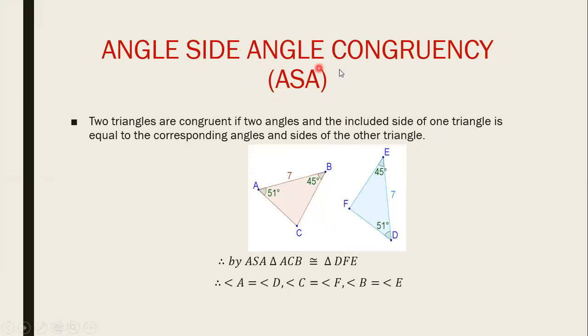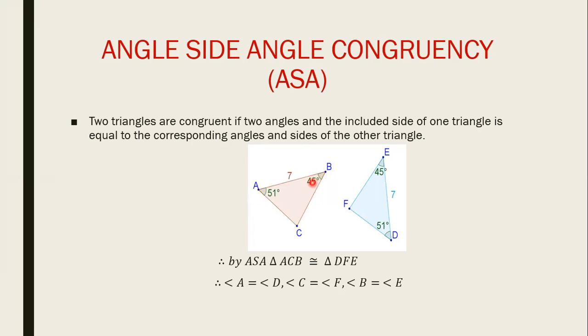Next, angle side angle congruency. Next another rule here, ASA congruency criteria. Two triangles are congruent if two angles and the included side of one triangle are equal to the corresponding angles and side of the other triangle. So here two angles and one side should be equal. ASA means two angles and one side.